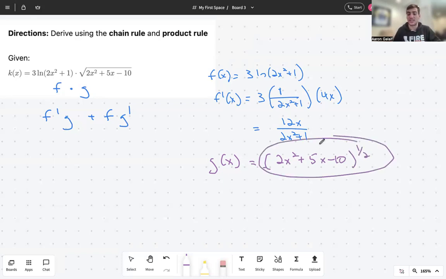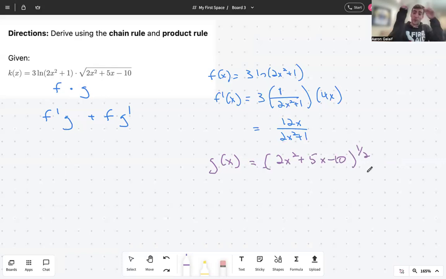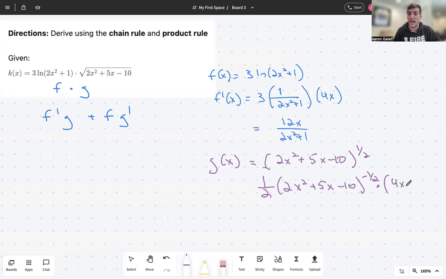We have this outer system, a power rule, which means the exponent comes in front and we subtract 1 from the exponent, right? So the exponent comes in front. We have 1/2 times (2x squared plus 5x minus 10) to the negative 1/2. And notice when I did the power rule part, I do not touch the inside. Then multiply by the derivative of the inside now, which is just 4x plus 5. Okay, so we have the originals and we have our derivatives.